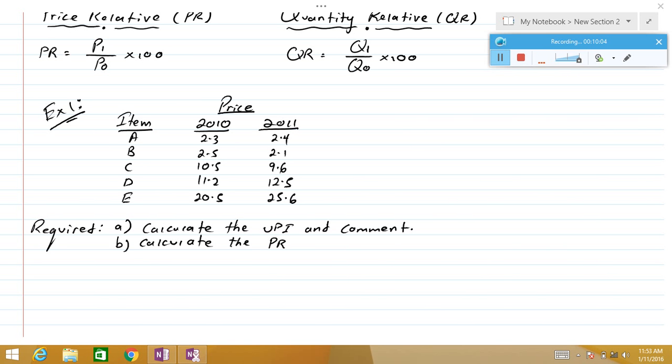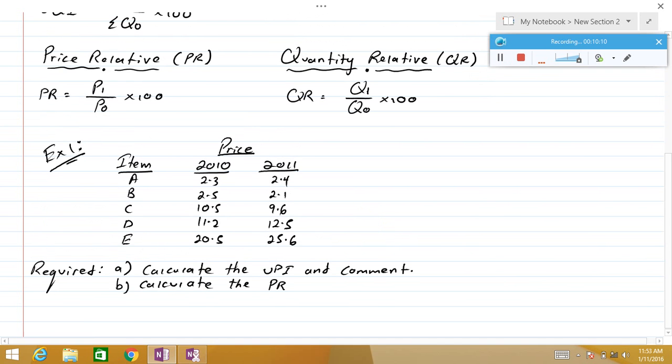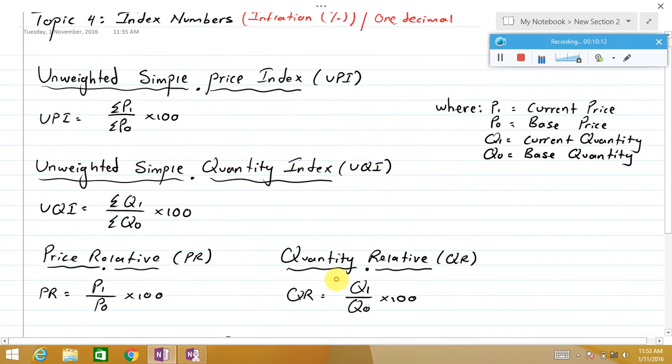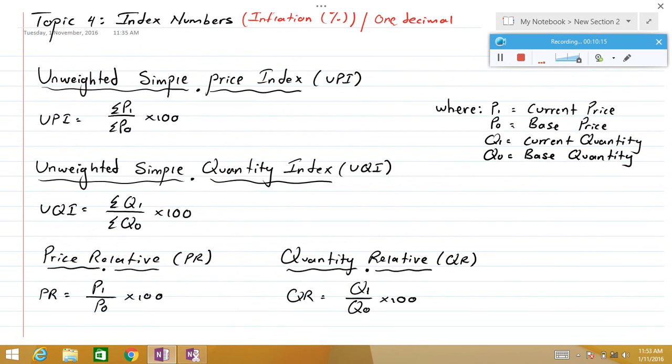Now, go back to the formula. Can you see that you have P1 and P0? What is P1? Current price. What is the base price? The old one, or last year's, the past year. Just put a note here: base price means last year, current means today's price, the latest.